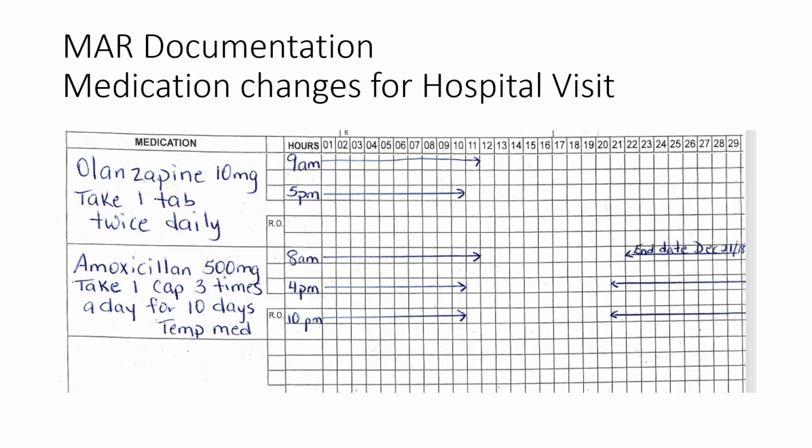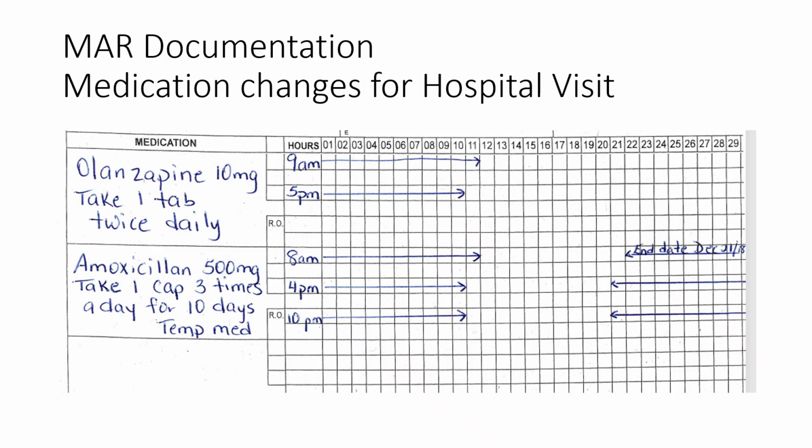There needs to be a clear start and end date documented. Note the start date, December 11th at 4 p.m. and the end date, December 21st at 8 a.m. It is important to count the days several times to ensure accuracy prior to documenting.